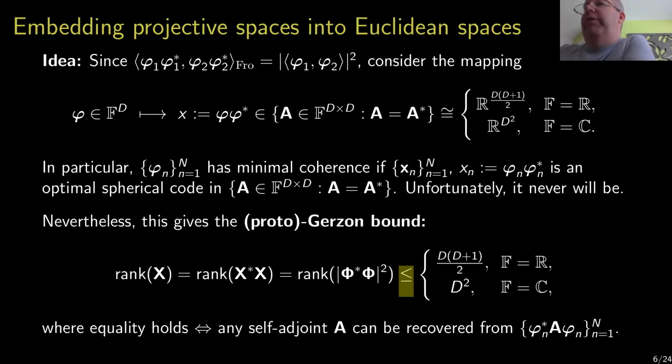Now, when will they achieve equality in this bound? Well, they're going to achieve equality if and only if the outer products of the phi-n's span that entire self-adjoint space. So equality holds saying that they themselves form what we would call a frame, or spanning set, for that space. And what that means is, if you get equality in this proto-Gerzon bound, that means that you can recover any self-adjoint A from measurements of this form. In other words, you can successfully perform quantum tomography.